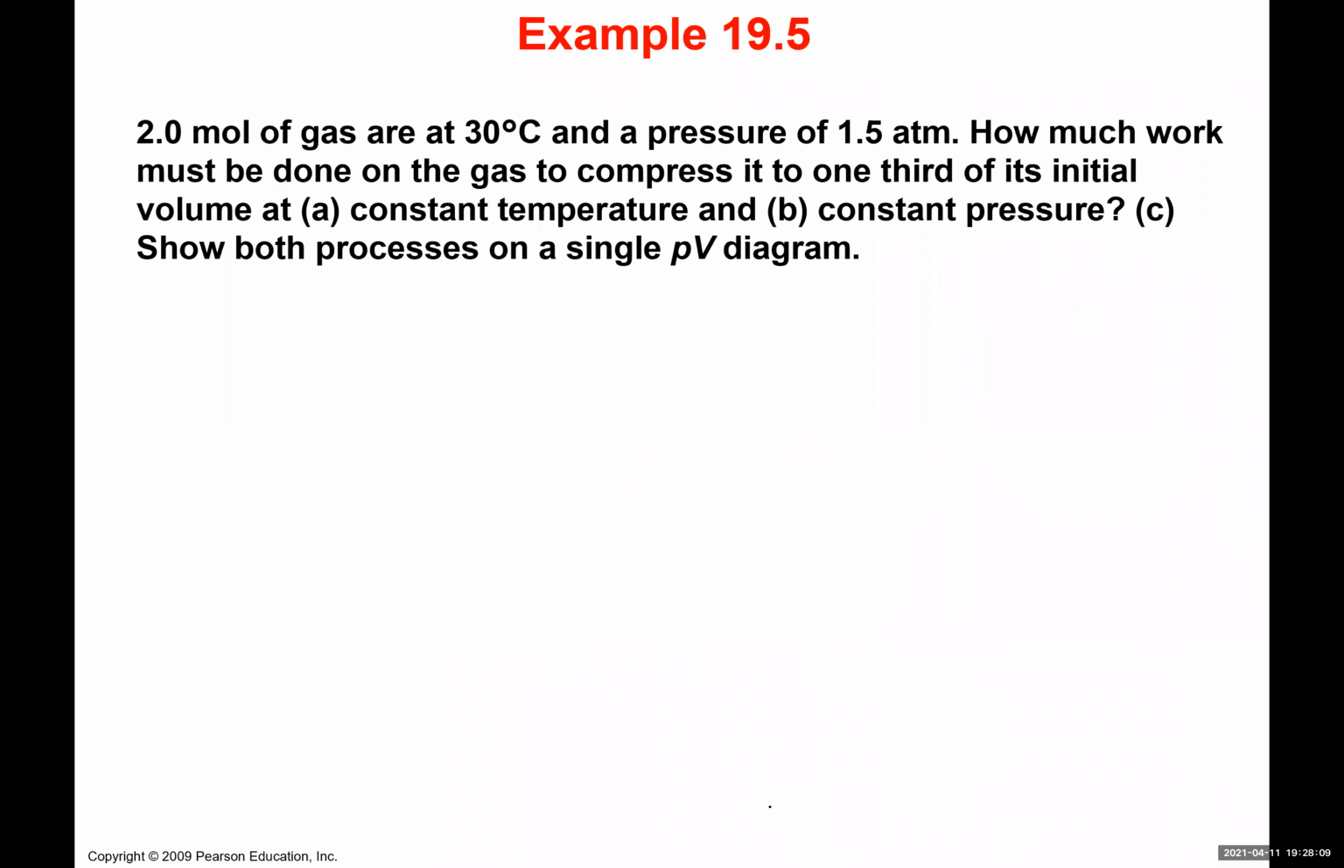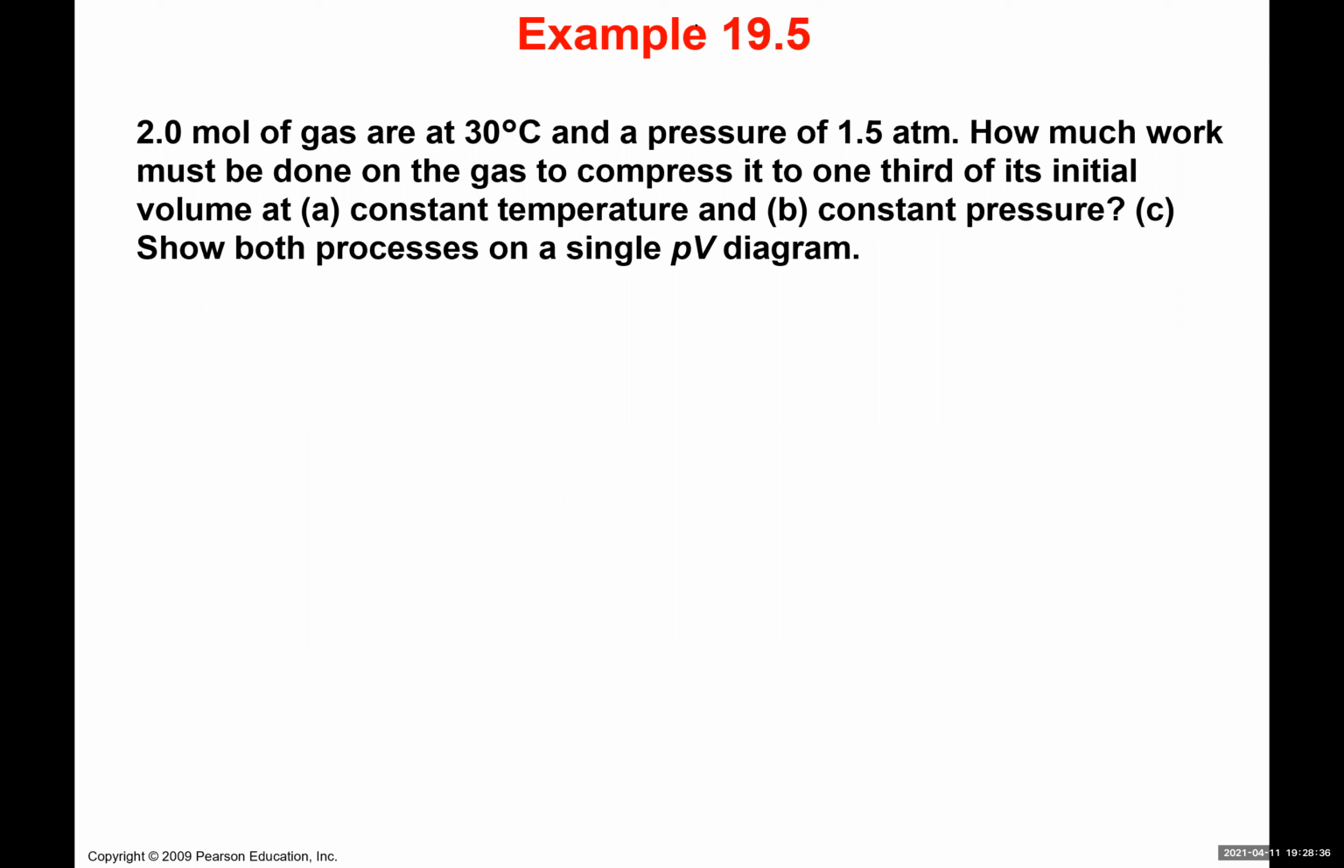All right, so let's look at another example here. So we have 2 moles of gas at 30 degrees Celsius and a pressure of 1.5 atm. How much work must be done on the gas to compress it to 1/3 of its initial volume at A, constant temperature, and B, constant pressure, and C, we're going to show both processes on a single PV diagram. Okay, so let's see what we have.